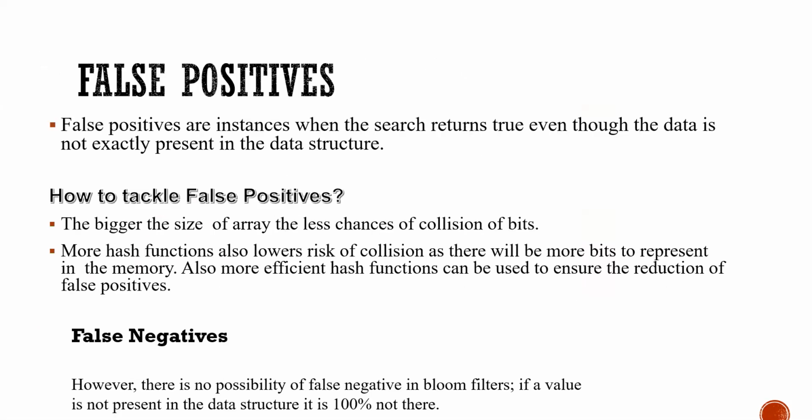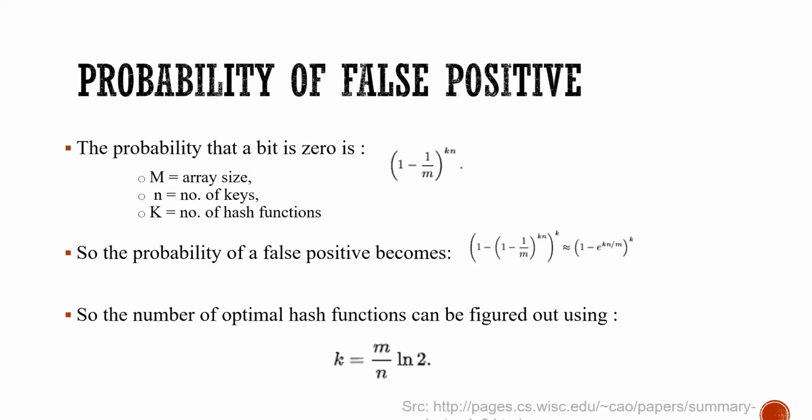So what are the things that come up when you use Bloom filters? The first thing that comes up is false positives. Bloom filters sometimes give false positives, which means that data is not present in the data set, but it says it is present. To tackle that, we can use multiple hash functions or a bigger fixed size array. And to minimize the false positive probability, we use this formula, which takes in the number of hash functions, the array size, and the number of keys.